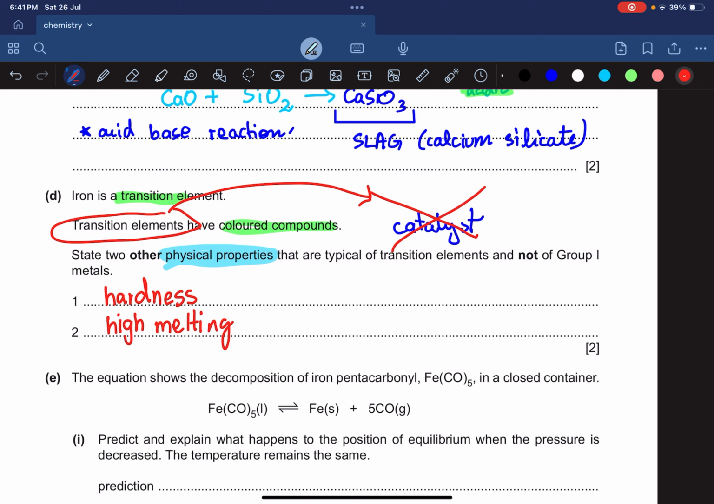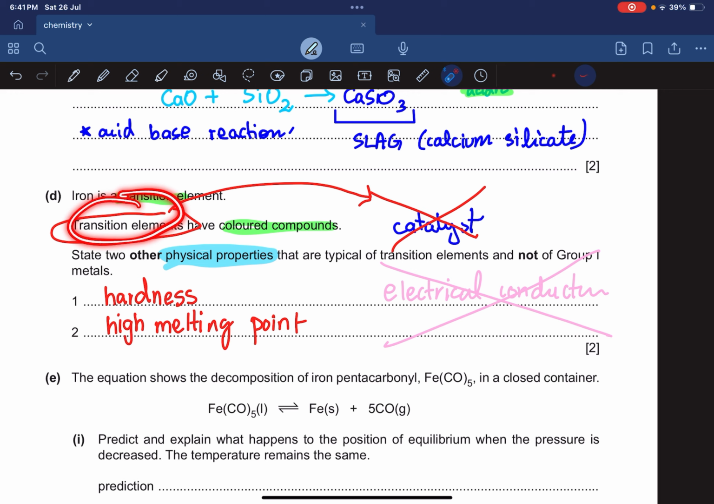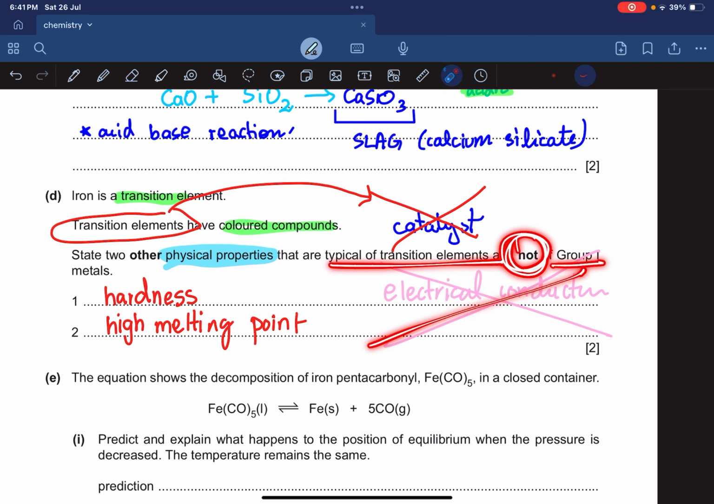That's what you have to write about. If you write electrical conductivity, is that correct or wrong? Please, I want you guys to think about it. If you write about electrical conductivity, what's it going to be? Correct or wrong? Totally wrong, because both group 1 and transition elements are good electrical conductors. You have to write a property typical of transition elements that is not in group 1. If you write electrical conductivity, that's wrong because that's in group 1 as well.